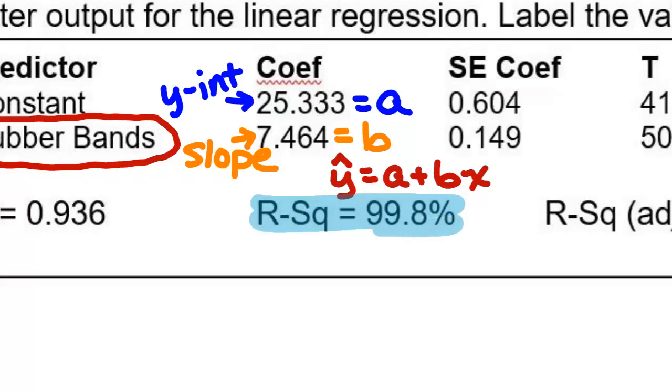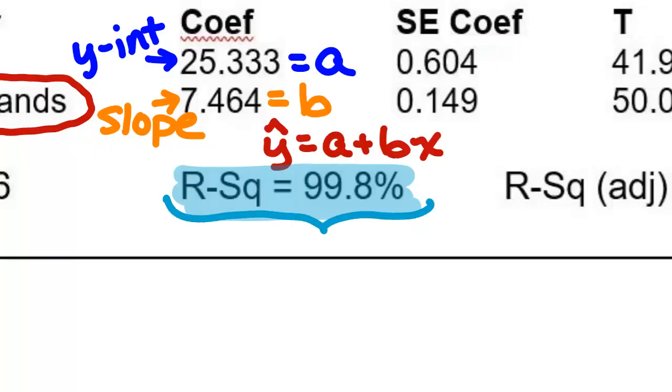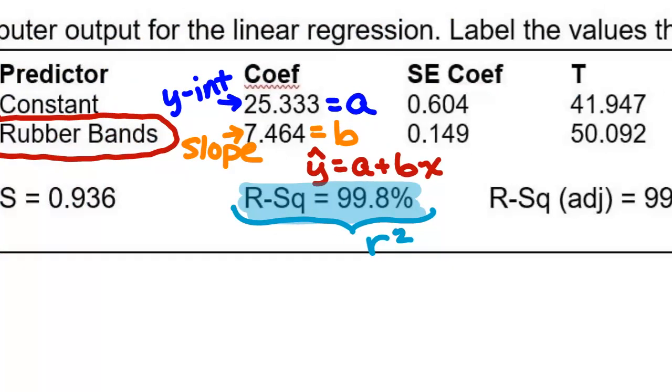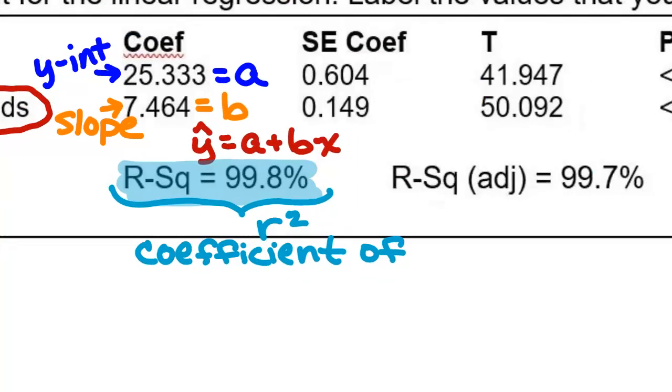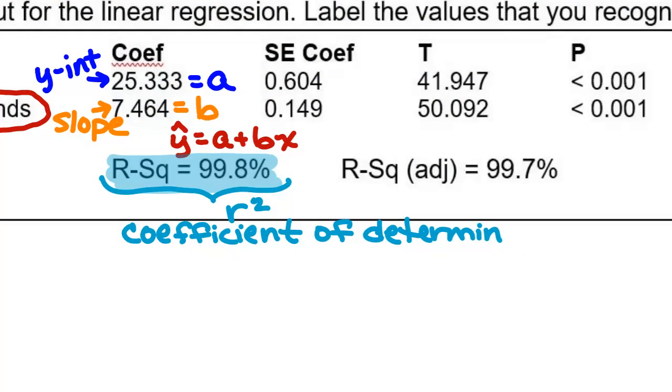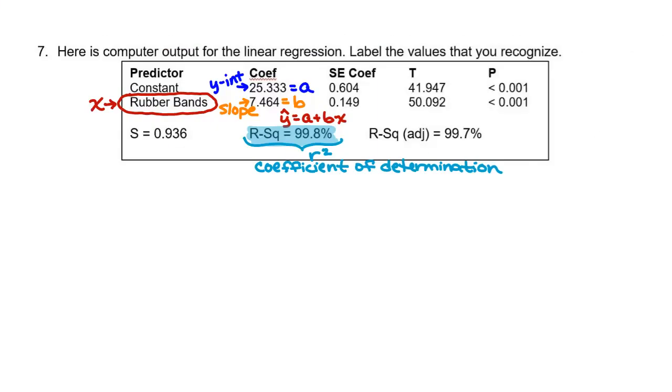Right here, this is r squared. That's the coefficient of determination. We will not use the one next to that that says r squared adjusted. We don't use the r squared adjusted, just the r squared. Why is it adjusted? I'll be honest, I don't know. I don't know. Miss Fuller, you're supposed to know everything.